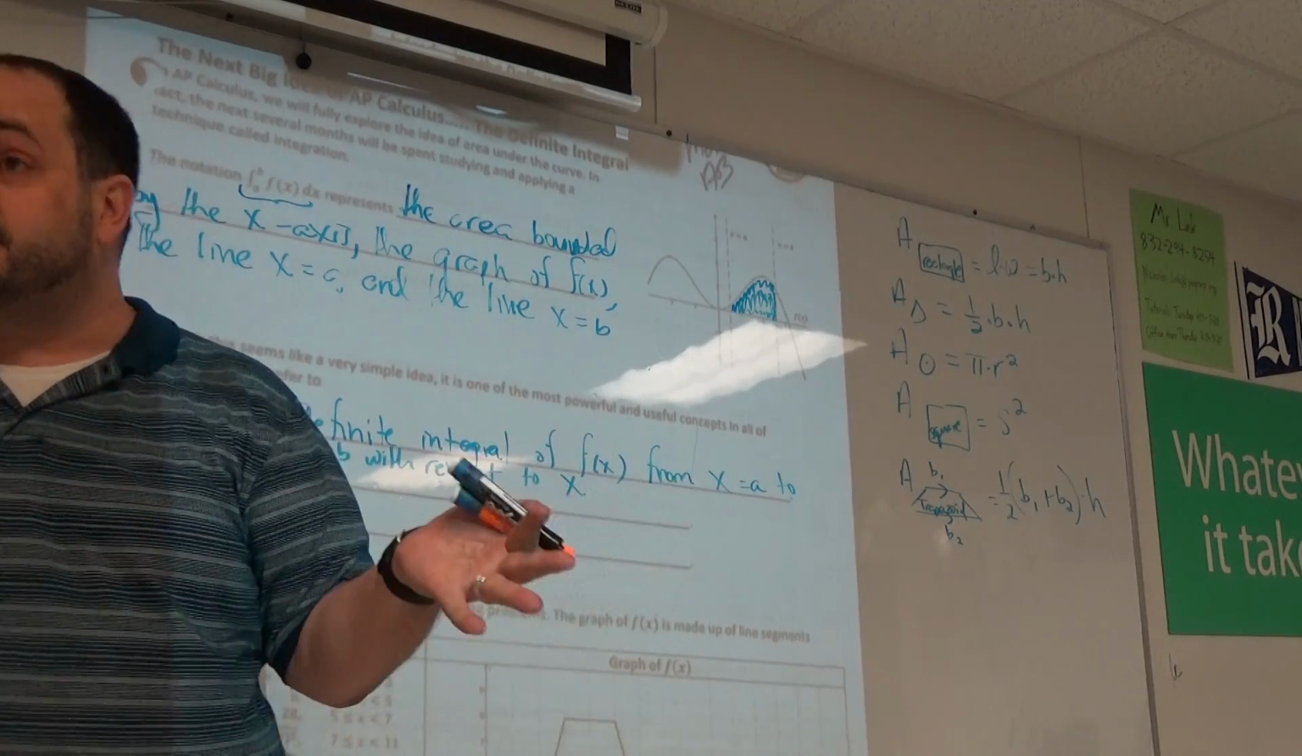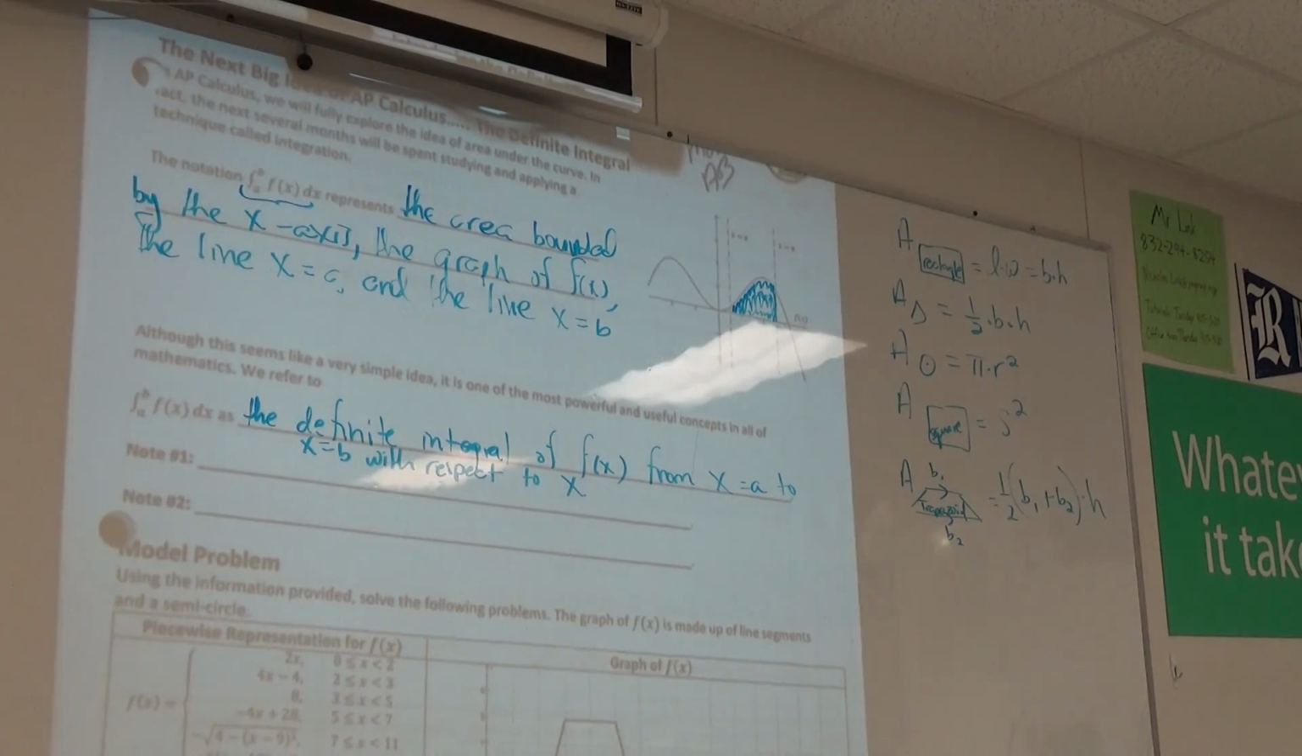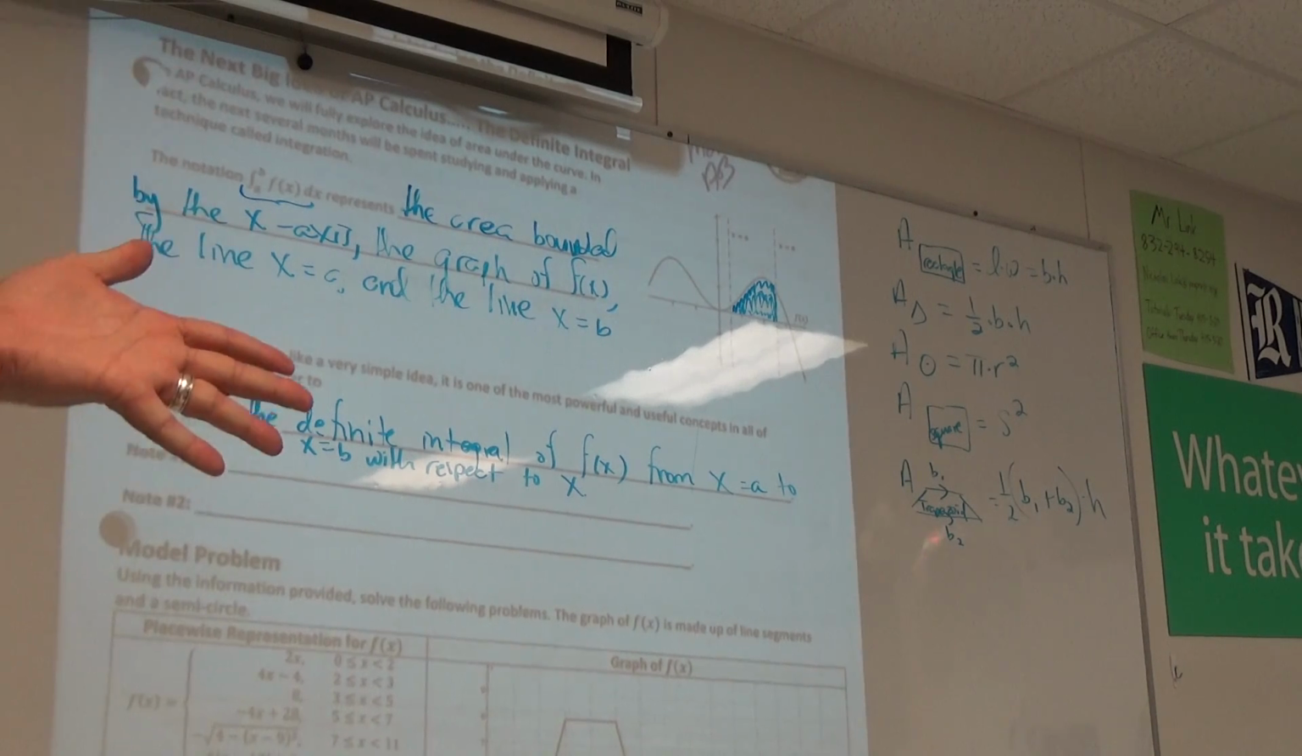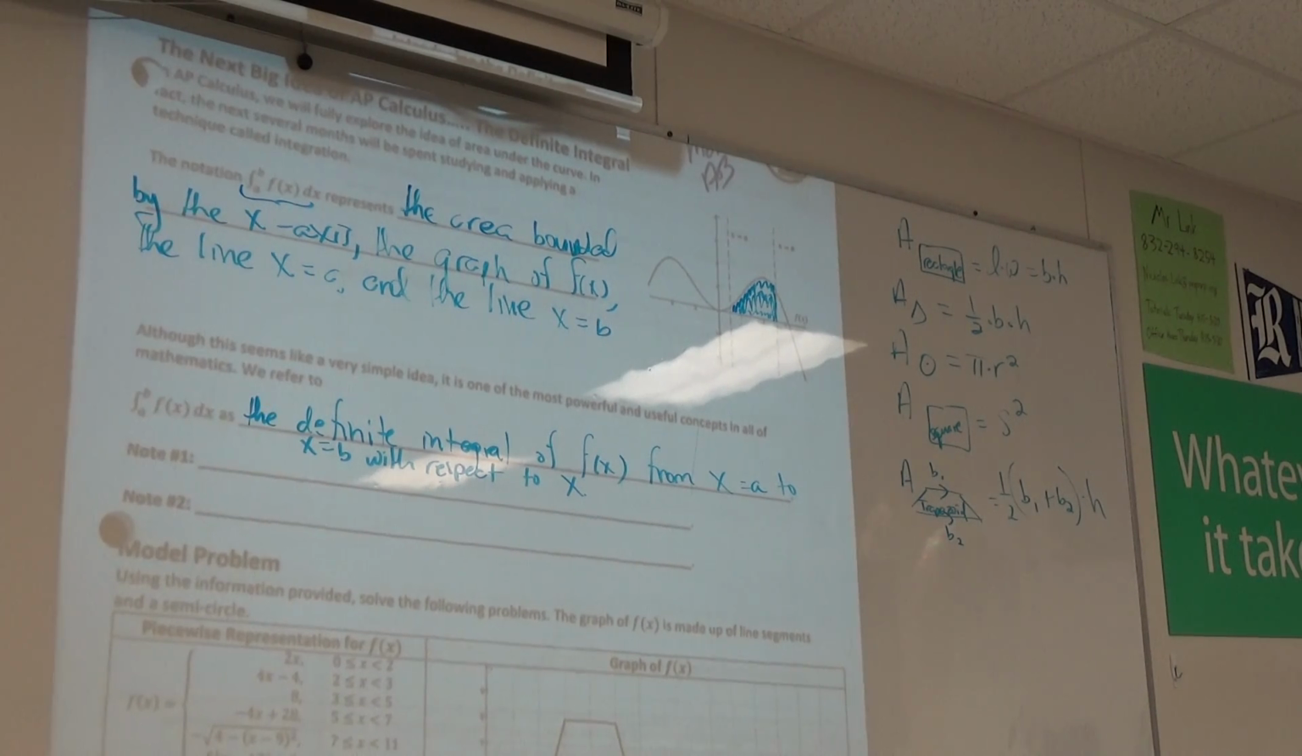And what it means is, definite integral means the area, the bounded area trapped by the x-axis, the curve, x equals a and x equals b. Okay, let me give you a little bit of vocabulary. This whole thing together is what we're going to call the definite integral.